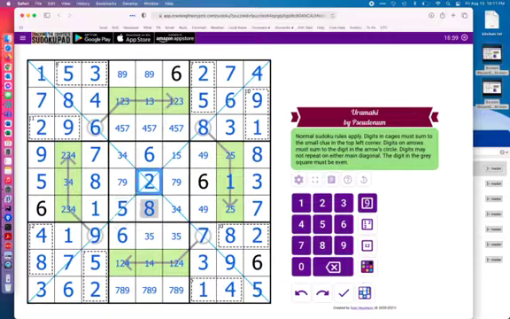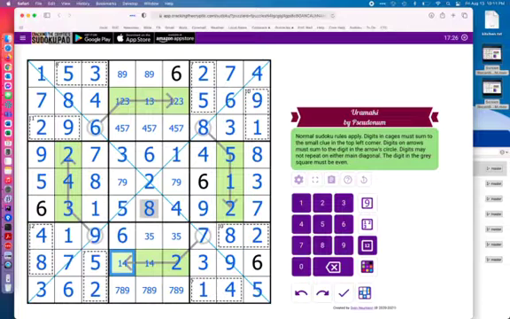7, 5, 1, 2, 5. This can't be 2, so this is a 2. That's 4, 3, 4, 3, 9, 4. So now 4 can't go there and a 1 can't, so that's a 2. That can't be a 2. This can't be a 2, so 2 is there.